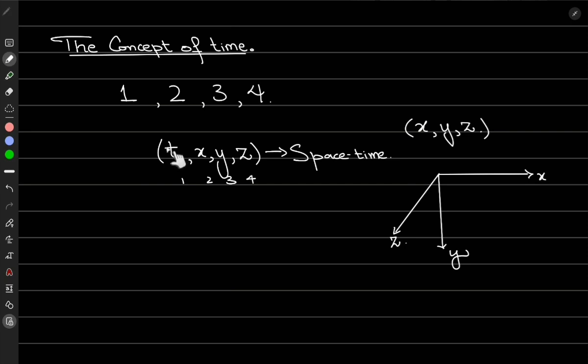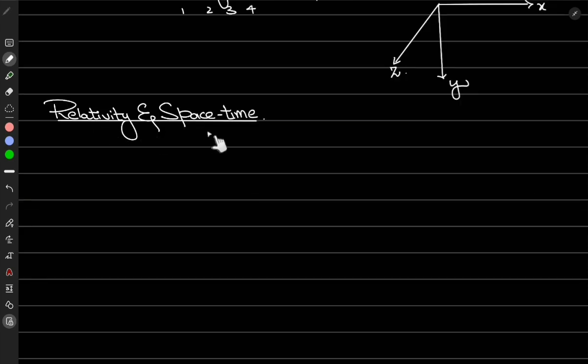This t is called the temporal coordinate or the time coordinate, while x, y, and z are your spatial coordinates. They carry the information about the space. This is where we can talk about relativity and space-time. Now, in the early 1900s, Albert Einstein introduced to us the theory of special relativity.